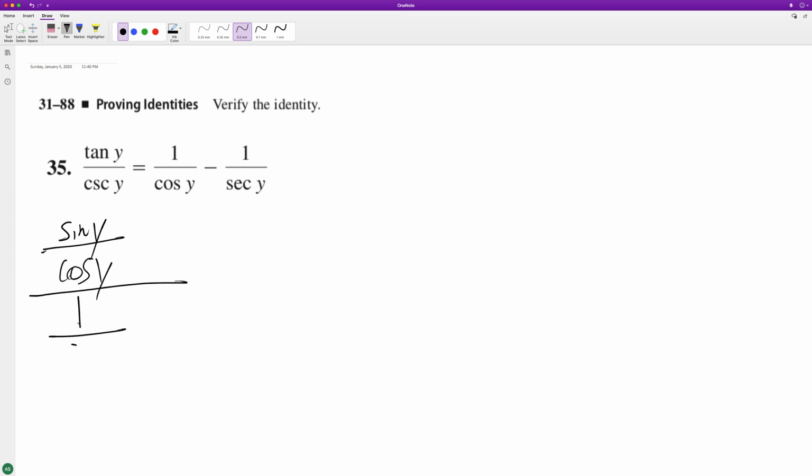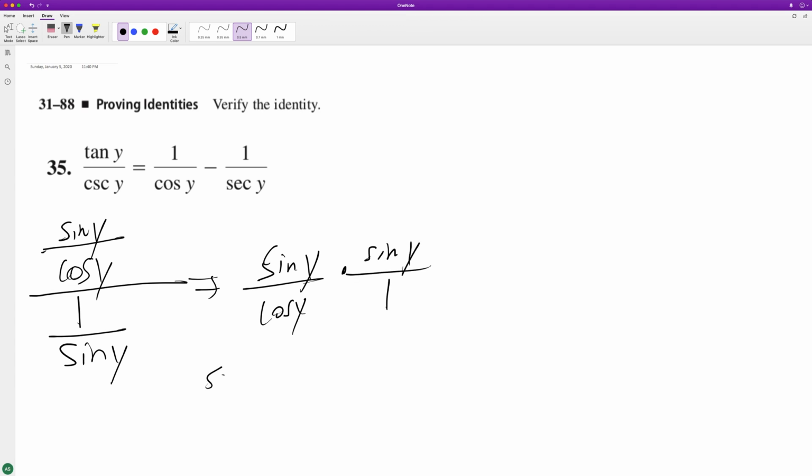over cosecant, 1 over sine of y. So what this is equivalent to is, when you divide by a fractional component, you can multiply by its reciprocal. So we end up with sine squared y over cosine of y.